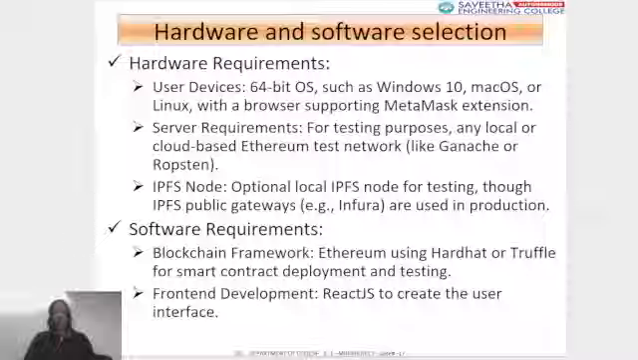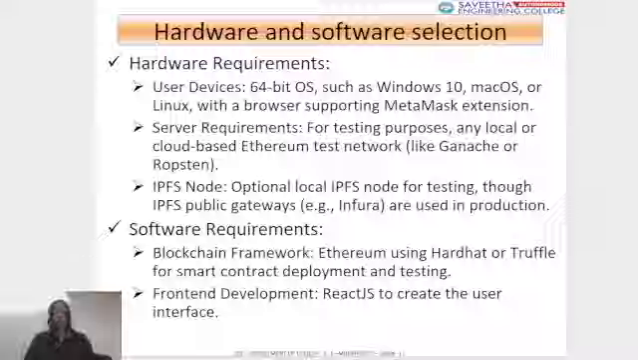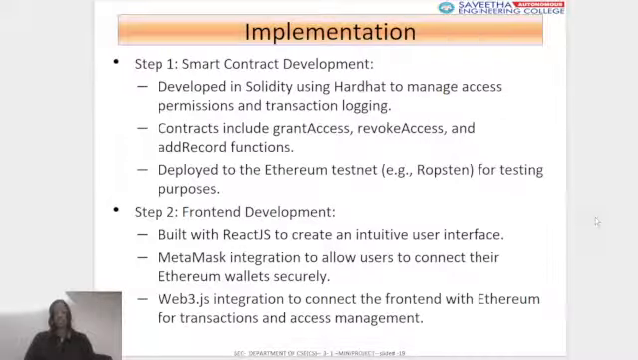Software requirements include blockchain framework and front-end development. For the blockchain framework, we use Ethereum tools like Hardhat and or Truffle for smart contracts. For front-end development, we use React.js. The libraries are Web3.js, IPFS client, and OpenZeppelin. For authentication, we use MetaMask. And for programming languages, we use Solidity for smart contracts and JavaScript for front-end logic.